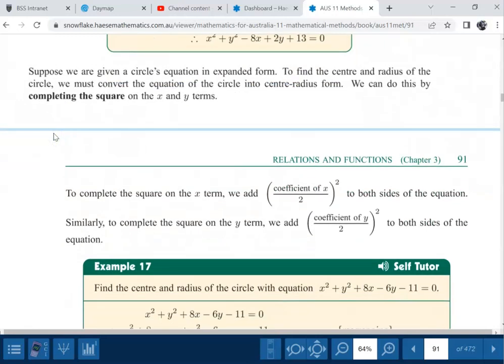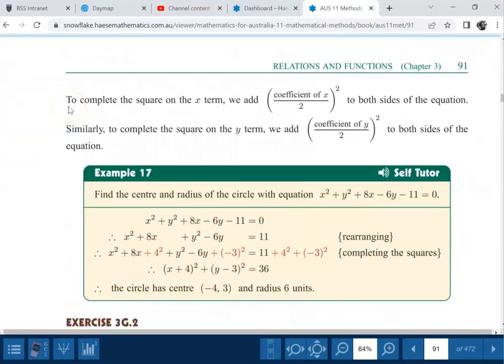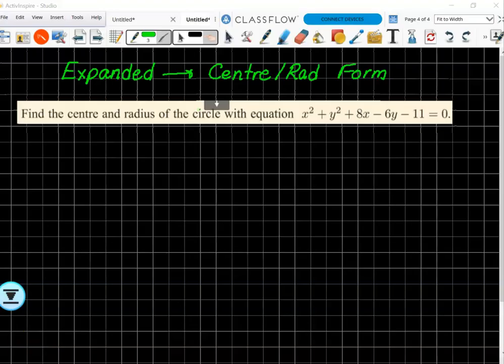So example, what should be our heading? Finding the equation. A friend of ours comes back to visit. When we go from expanded form to centre radius form, we want to have it in that form. So what do we have to do? Complete the square. We look at our x first, and we focus on the x squared plus 8x. As soon as I see that, what has to go into my bracket? x plus 4. Do we agree?